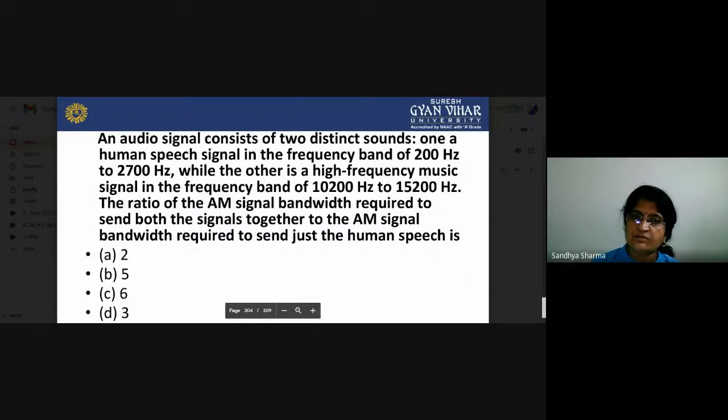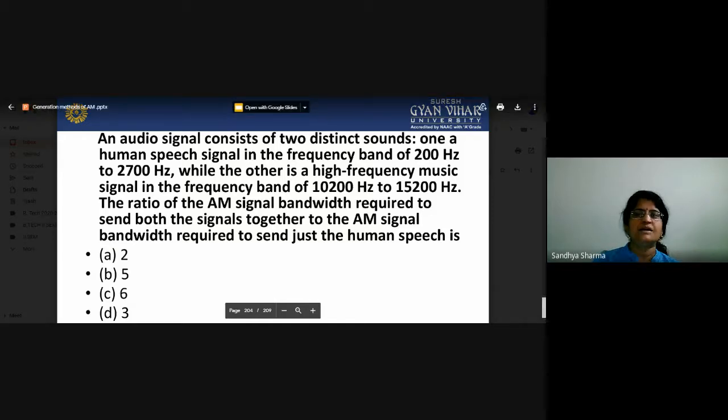Again, we are given an audio signal consisting of two distinct sounds: one is a human speech signal in a given frequency band, so you are given the basic bandwidth of the signal, and the other is a high frequency music signal in another frequency band. So you are given the two frequency bands. You have to find the ratio of the AM signal bandwidth required to send both the signals together to the AM signal bandwidth required to send just the human speech. So you have to calculate the bandwidth ratio for AM transmission.